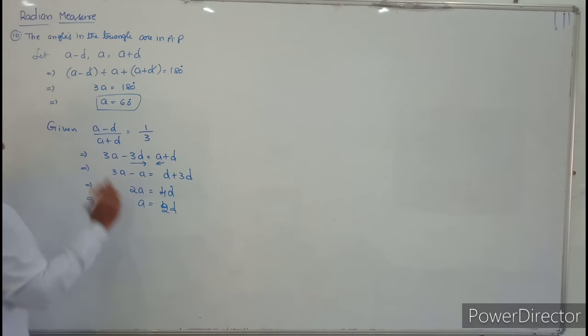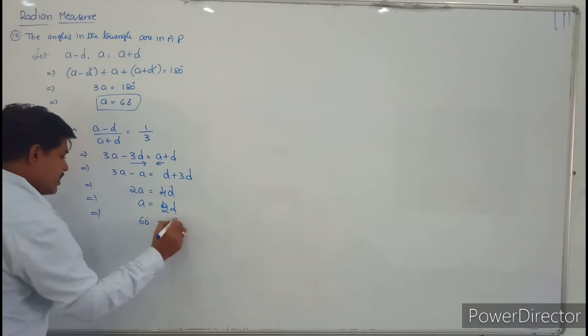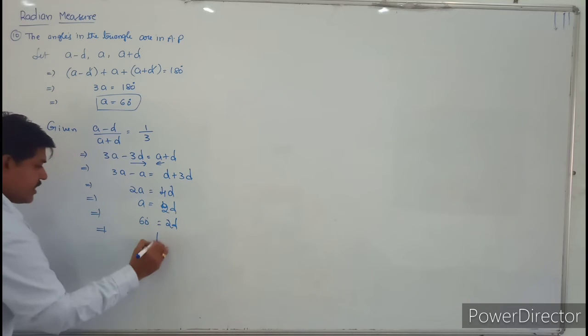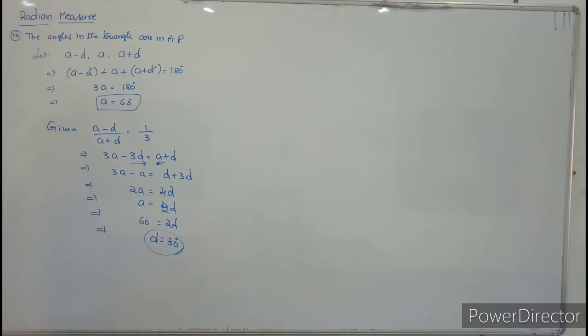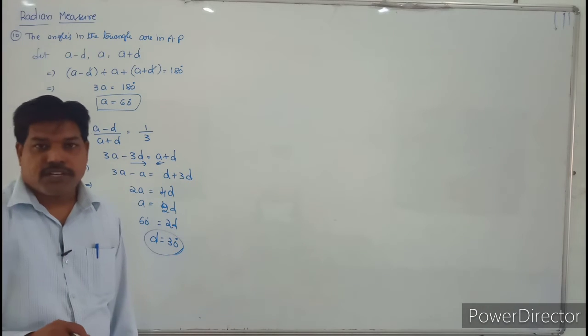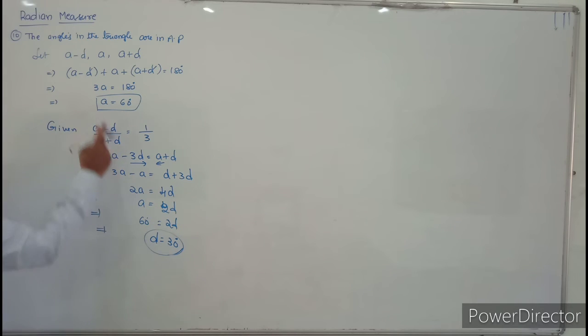So that implies A is equal to 2D. What is the A value? A value is 60 degrees, so that is equal to 2D. So that implies D is equal to 30 degrees. D is equal to 30 degrees. Do you understand, students? So already you know the A value and the D value.